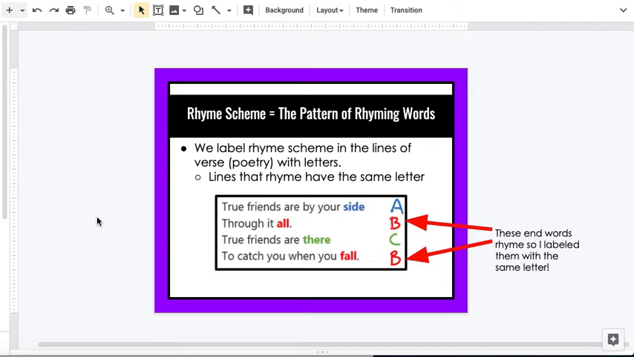True friends are there. Well, that doesn't rhyme with side or all, so we have to give that another letter, C. To catch you when you fall. Fall and all rhyme, so they get the same letter, B. Let's read it again. True friends are by your side through it all. True friends are there to catch you when you fall. So our rhyme scheme, the way it's labeled, is A, B, C, B. We're looking at those end words of each line.